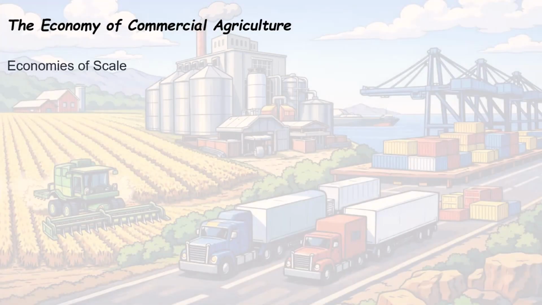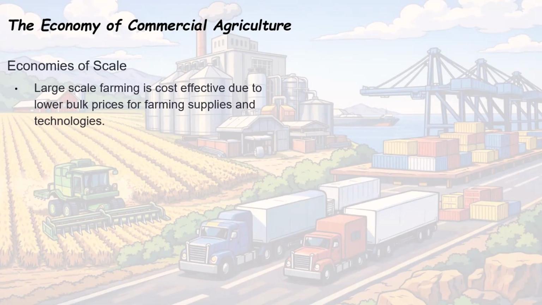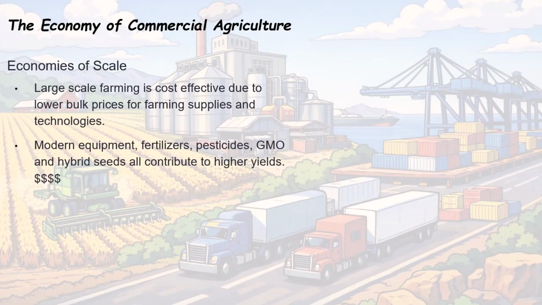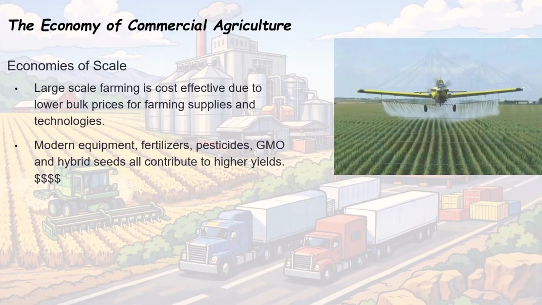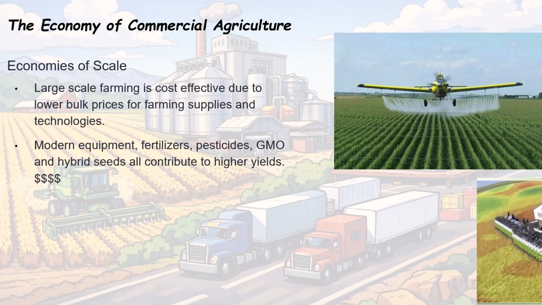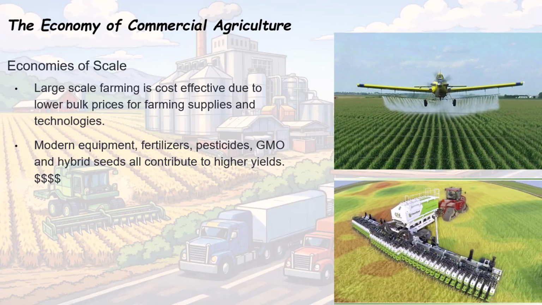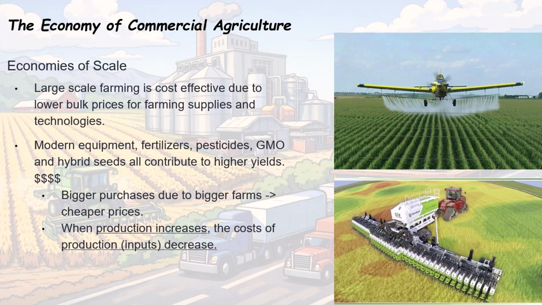Big farm energy. Literally. Economies of scale is what happens when farms go from family plot to agricultural empire. Large-scale farming is cost-effective because bigger farms can buy supplies in bulk at lower prices. And when you buy in bulk, discounts unlocked. Look at those visuals. A crop duster plane spraying rows like it's in a farming action movie. That massive high-tech planter covering huge fields in one pass. This is not hand tools.